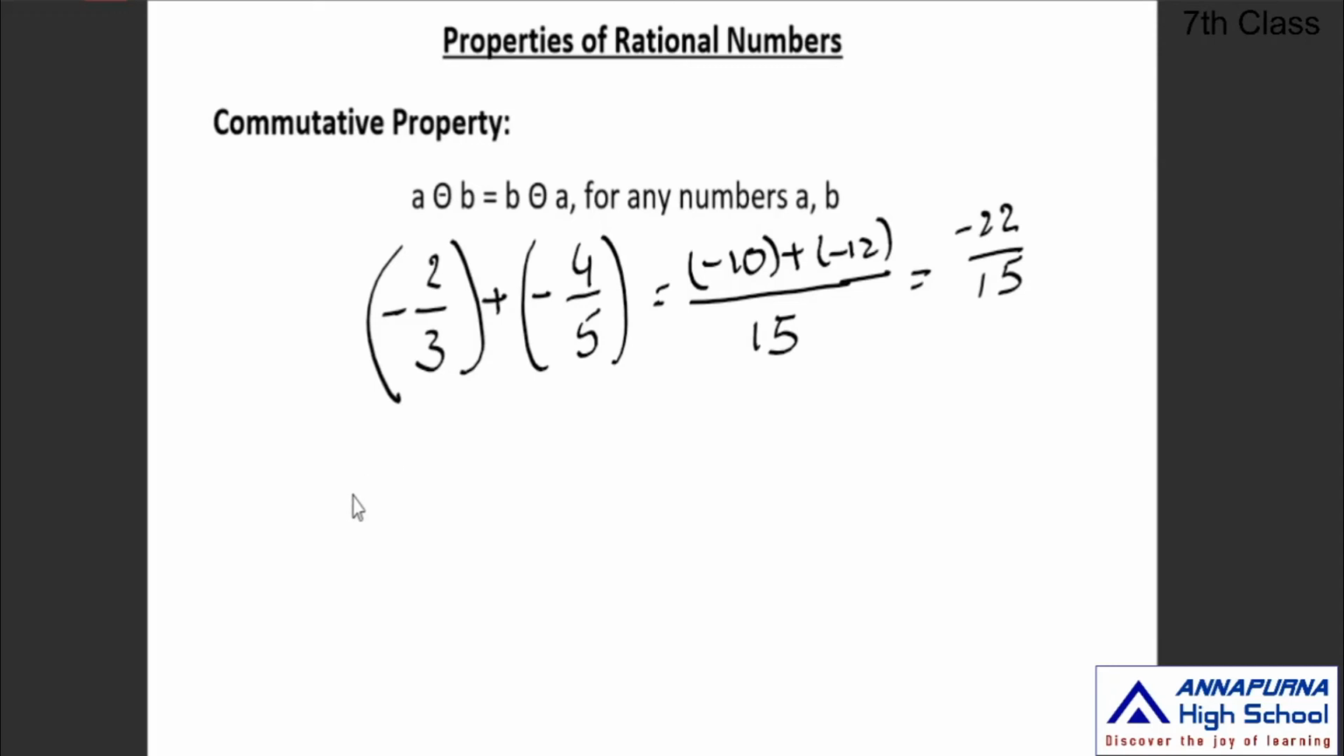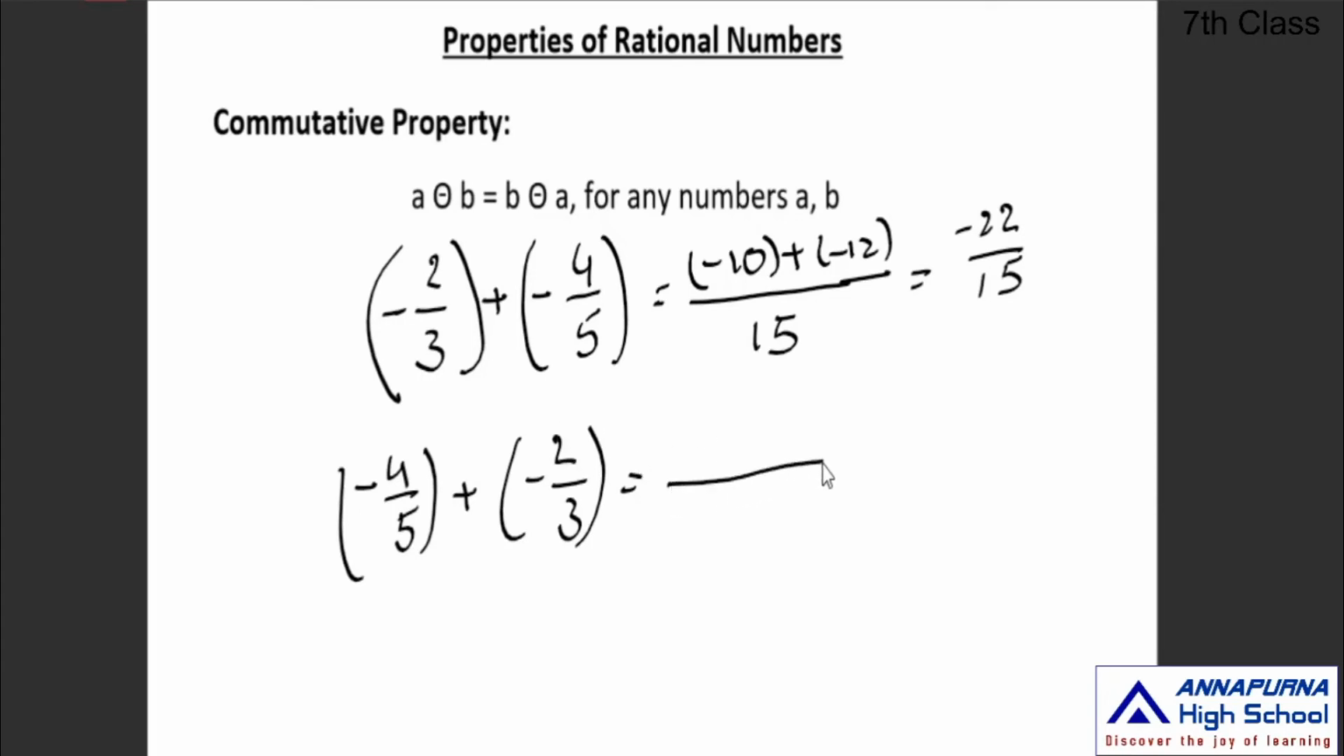Now change the order. Minus 4 by 5 plus minus 2 by 3 is equal to, find the LCM. The LCM is 15, and the numerator is minus 12 plus minus 10, which is equal to minus 22 by 15.